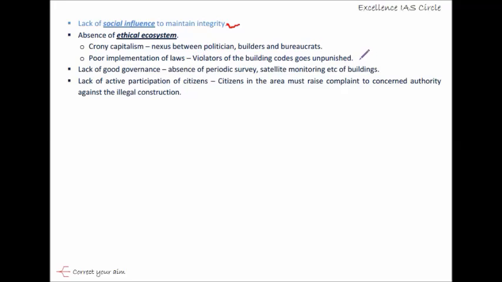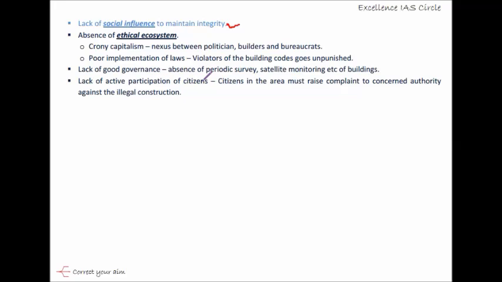Then you can say that there's poor implementation of laws. Violator of building codes goes unpunished. Then you would say that there is absence of good governance. Good governance is respecting the social contract. Good governance is government safeguarding the rights of the citizens. Good governance is proactively stopping something illegal, unethical that is happening. If that is not happening, then there's absence of good governance.